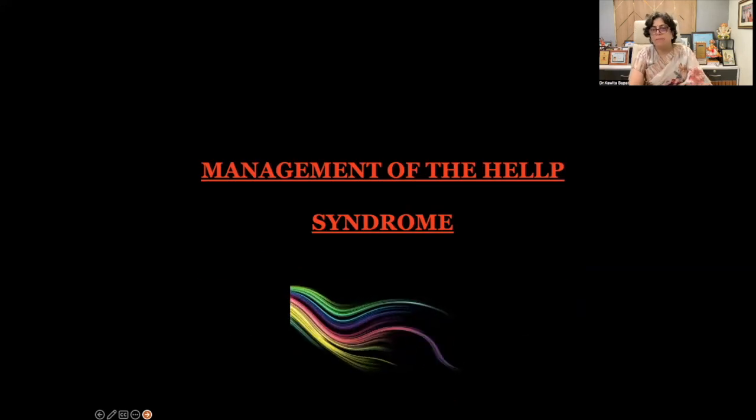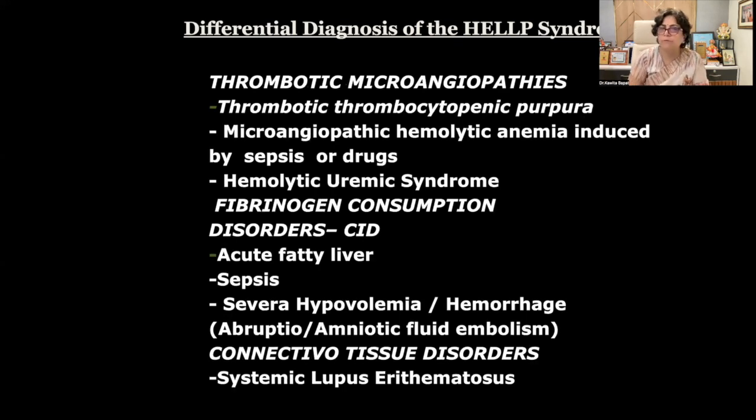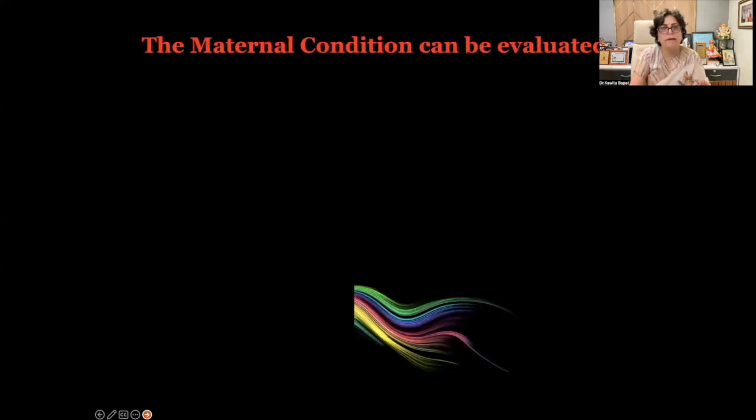Now the management of HELLP syndrome, how to manage the cases. First and foremost, we have to differentiate HELLP syndrome from the thrombotic microangiopathies: TTP, thrombotic thrombocytopenic purpura, microangiopathic anemia induced by sepsis or drugs, hemolytic uremic syndrome, fibrinogen consumption disorder DIC, and other diseases, especially glomerular. All the differential diagnoses, we have covered by name in a previous slide. So this is a repeat of the slides. First and foremost, we have to differentiate the diagnosis.